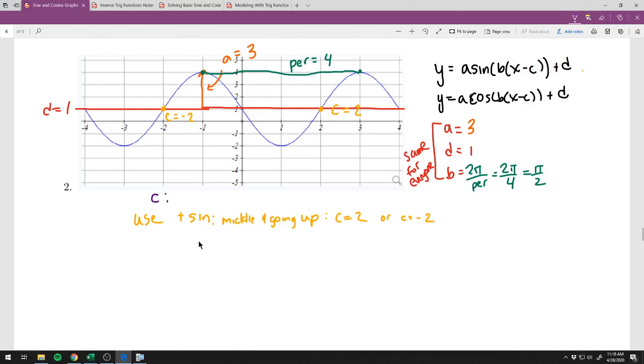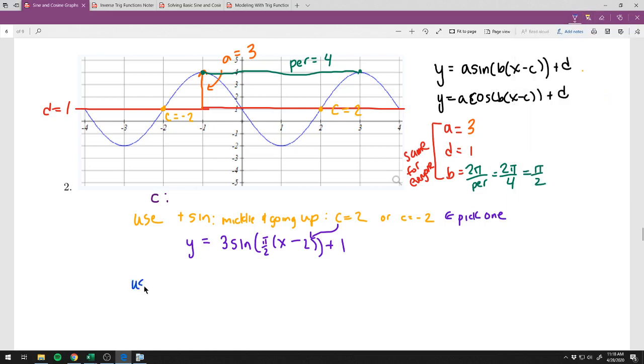So if you want to use positive sine, we got y equals A, which is 3, sine of B, which is pi over 2, parentheses x minus, I'm going to use 2 for C, plus D, which is 1. Right, but remember, just pick one of the C values.